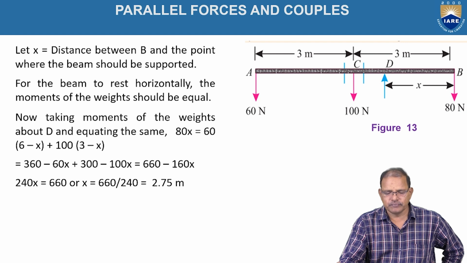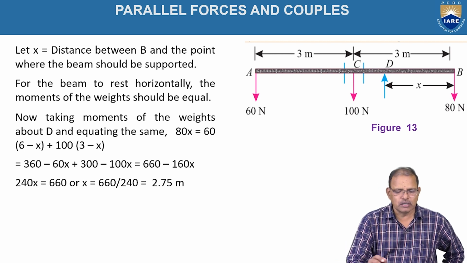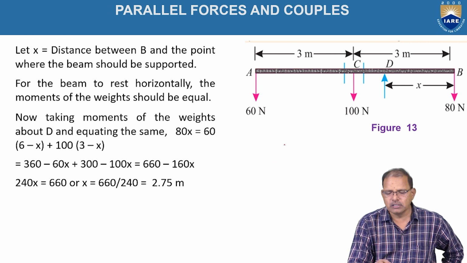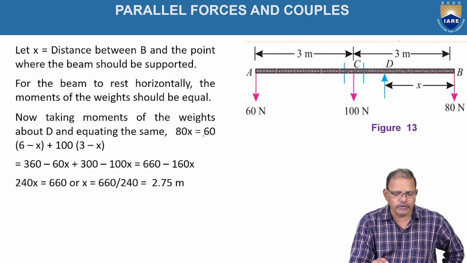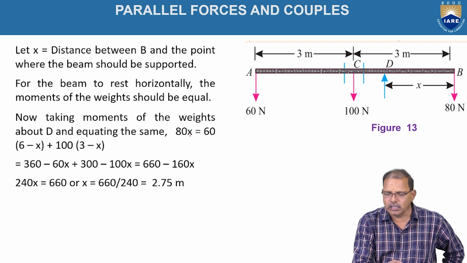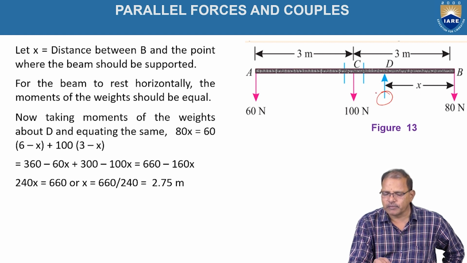Let x be the distance from point B where the beam should be suspended so that it can be in a horizontal position. Now taking the moments of the weights about D and equating them, sigma M about D is what we are taking at this point.